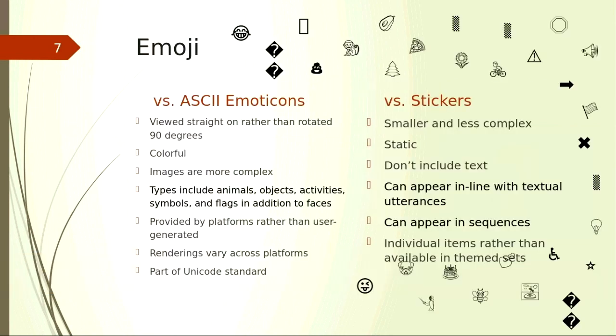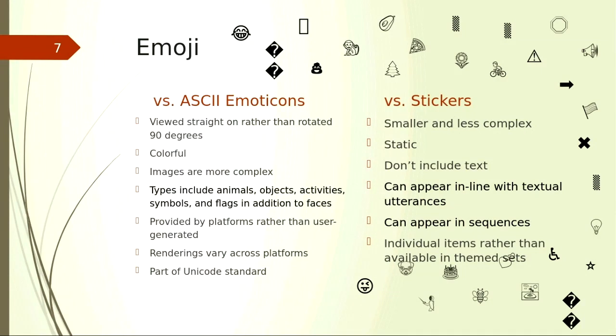But in this talk, we're going to focus on emoji, and they can be understood in relation to their antecedents, ASCII emoticons, as well as in relation to what followed, which is stickers. So compared to ASCII emoticons, emoji are viewed straight on rather than rotated 90 degrees. They're colorful, their images are more complex, and the types include animals, objects, activities, symbols, and flags, in addition to faces. They're provided by the platforms rather than user-generated, which is another sort of interesting finding, and so forth.